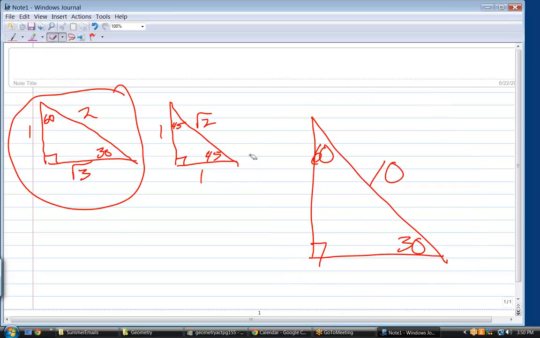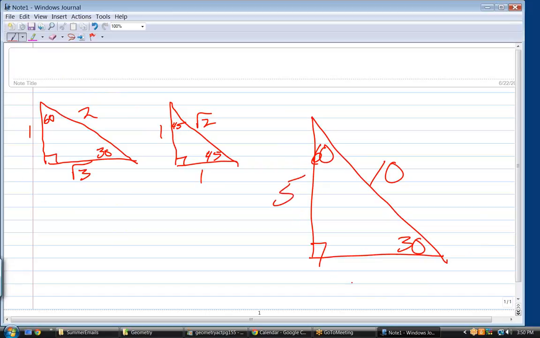So if the similarity ratio is 5, what's the vertical side? 5. What's the horizontal side? 5 times the square root of 3. Right. Okay. Now I'm going to change it, make it a little bit harder.